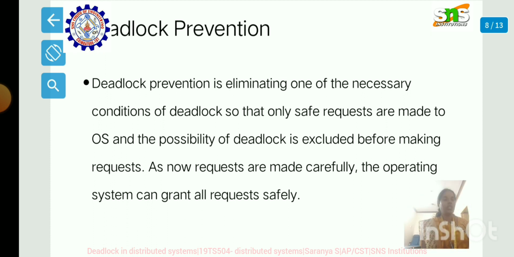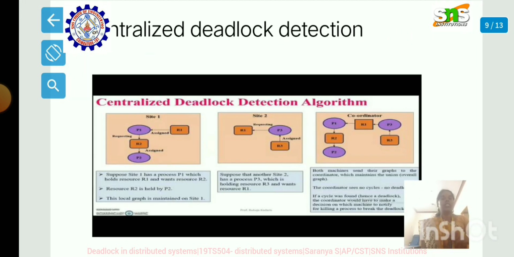Deadlock detection in distributed systems has three types. One is centralized deadlock detection, another one is hierarchical deadlock detection, and the third one is distributed deadlock detection. The first one is centralized deadlock detection. In centralized deadlock detection, a single site is responsible for detecting deadlock. A deadlock detection coordinator runs on that site for creating a distributed wait-for graph.